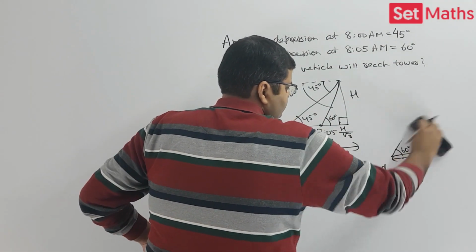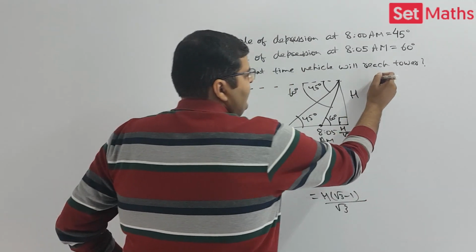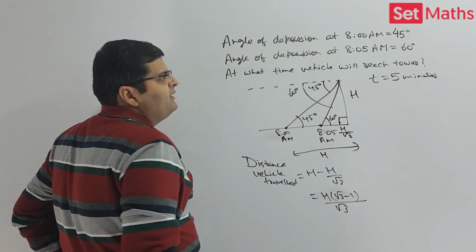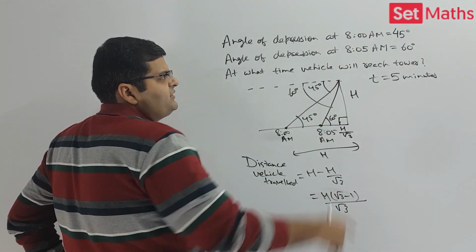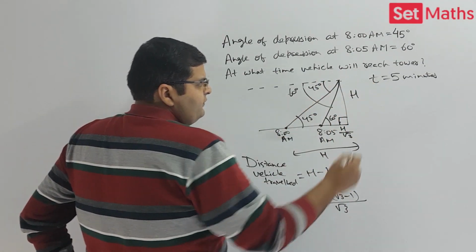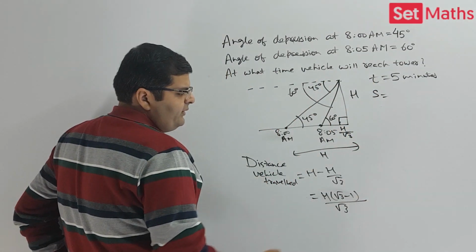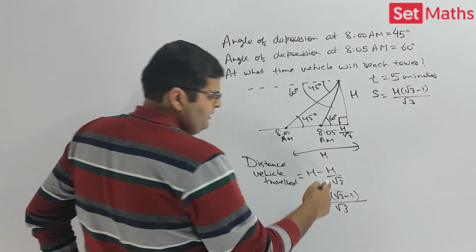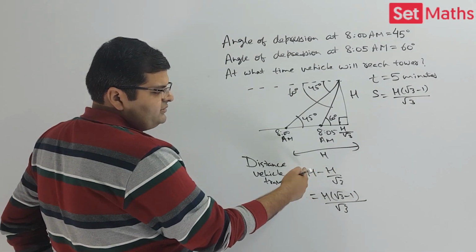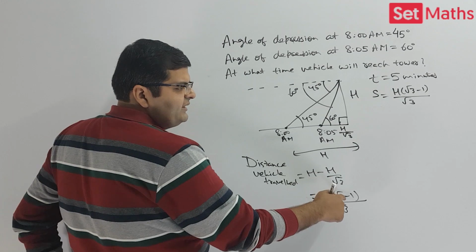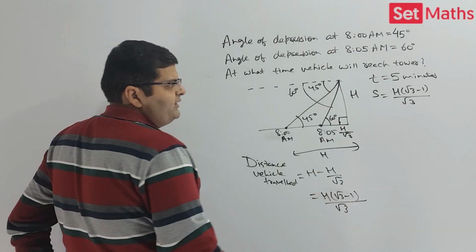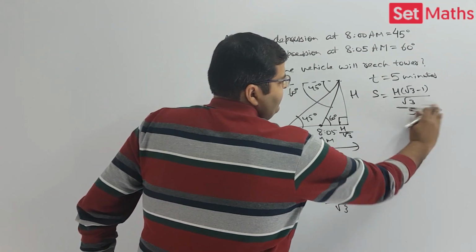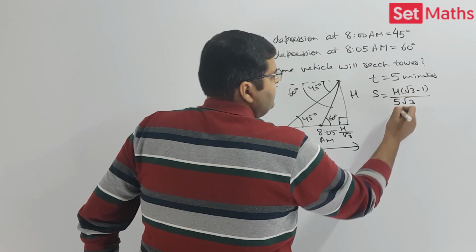So this is the distance traveled. Time t is 5 minutes, because from 8 o'clock the next observation is at 8:05. We know speed is distance upon time. The distance is h times root 3 minus 1 by root 3. We took root 3 as the LCM here, so this is root 3 h minus h, and we took h common. So this is distance divided by time, which is 5. We can write this as 5 root 3 in the denominator. So this is the speed.